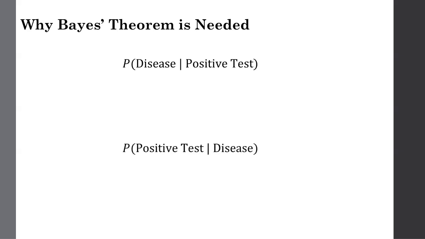Why is Bayes theorem needed? To understand that, consider two probabilities. The probability of having the disease given a positive test result, and the probability of a positive test result given that the disease is present. These two probabilities look similar, but they are different. Doctors usually know the probability that the test will be positive when the disease is present. But the patient wants the probability of disease when the test is positive. So Bayes theorem helps reverse this probability.